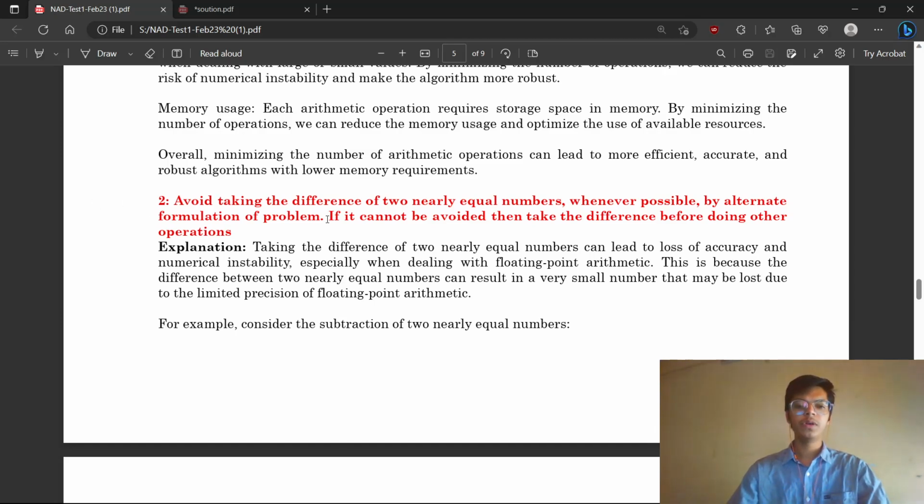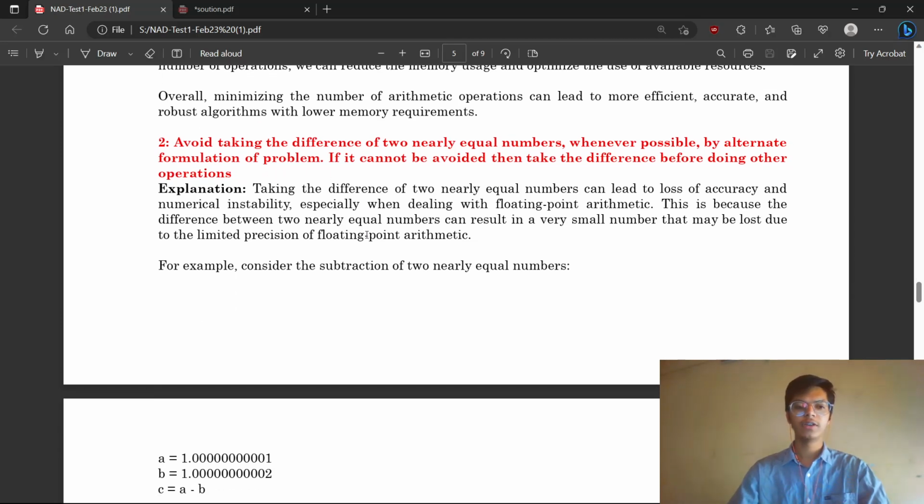Now the second is: avoid taking the difference of two nearly equal numbers whenever possible by alternate formulation of the problem. If it cannot be avoided, then take the difference before doing other operations. So this is again true.